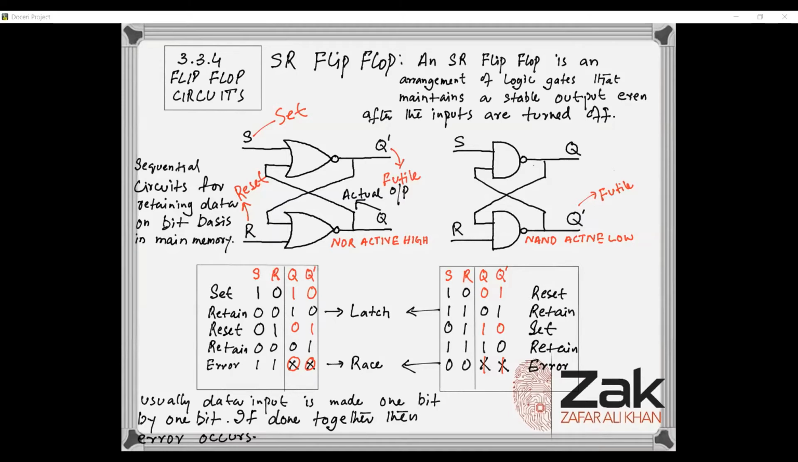And at any given point, if you put both inputs together, you would have an error. So we cannot put both inputs together. We have to put one by one.